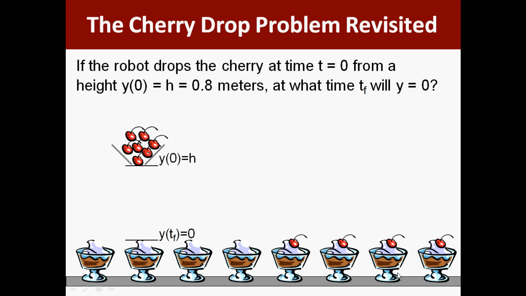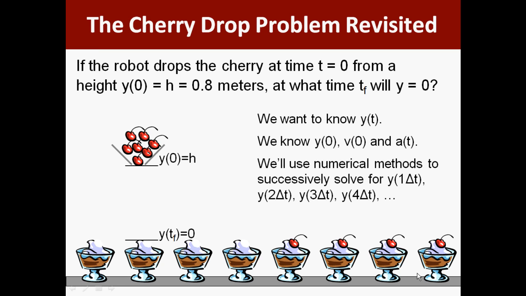We want to know how long it will take the cherry to reach the top of the ice cream sundae, and we can, of course, determine this if we know the position y as a function of time. So we want to know y as a function of t, and what we know already are the position y at time t equals 0, that's the 0.8 meters. We know the initial velocity, that's 0 meters per second, since we're not throwing the cherry, we're simply dropping it. And we also know the acceleration at all times is equal to minus g, a constant, and that's because we're considering a cherry in free fall.